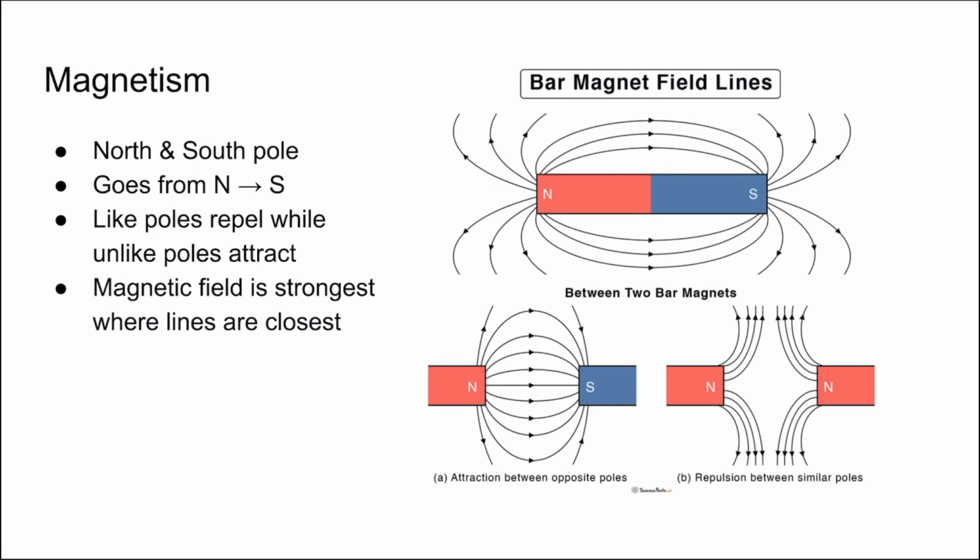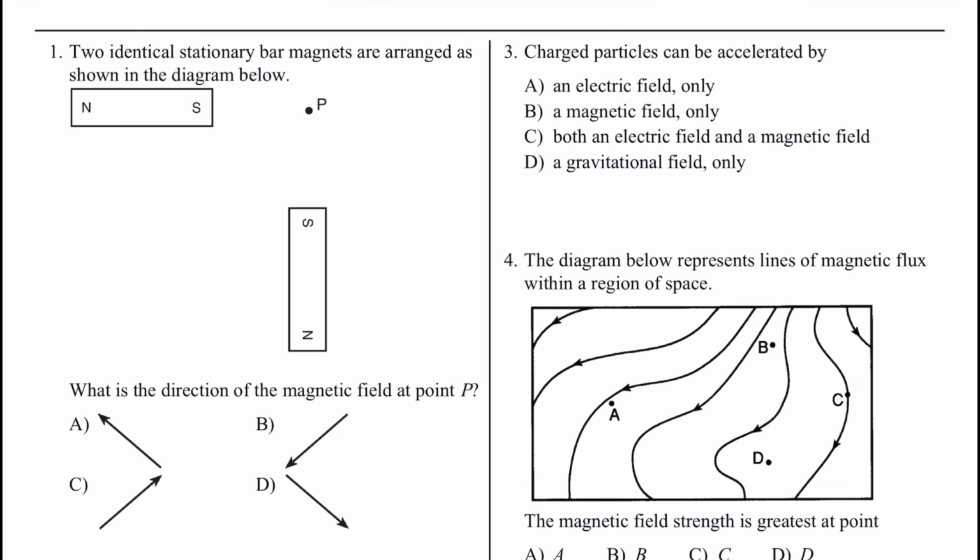Okay, so magnetism is a super easy unit. All you need to know is that there's a north pole and a south pole. The field lines will go from north to south. Like poles repel while unlike poles attract, and magnetic field is strongest where lines are closest. That's literally it. Number 1, 2 identical stationary bar magnets are arranged as shown in the diagram below.